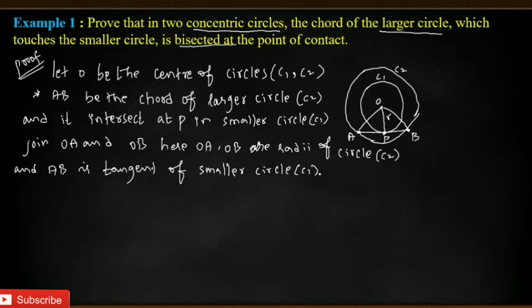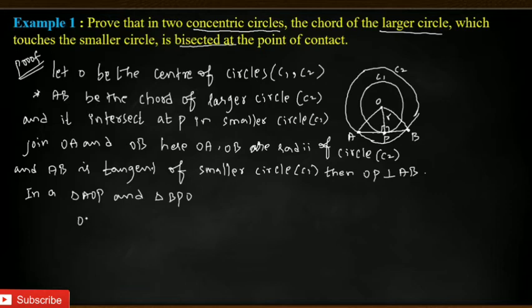Tangent means OP is perpendicular to AB. AB is the tangent, and definitely the radius always makes 90 degrees with the tangent. That we know very well. That's what I am writing here. Now I am taking the two triangles, in triangle AOP and triangle BPO. These two triangles I am taking here.